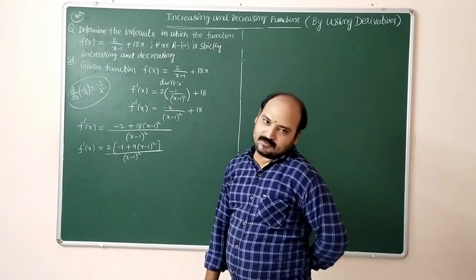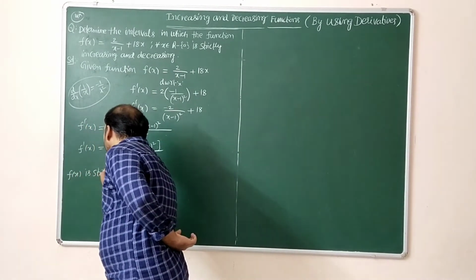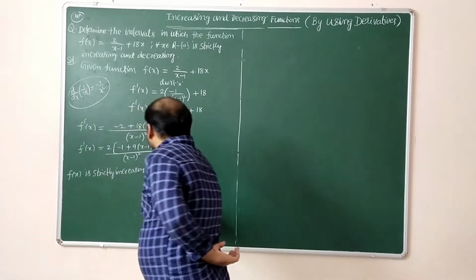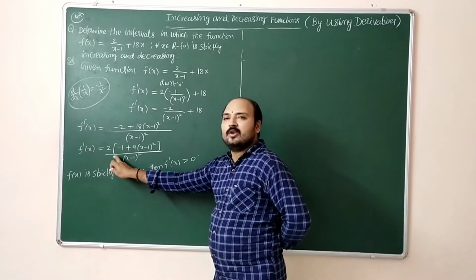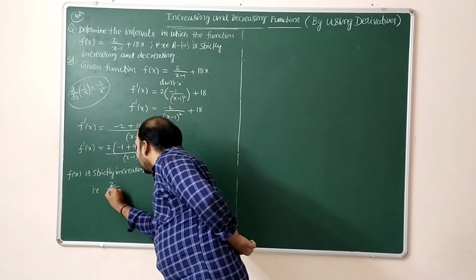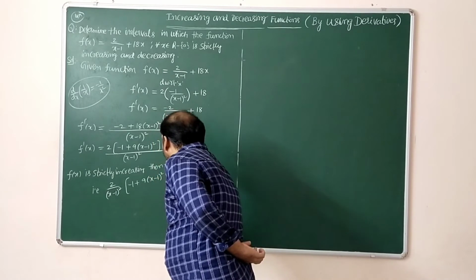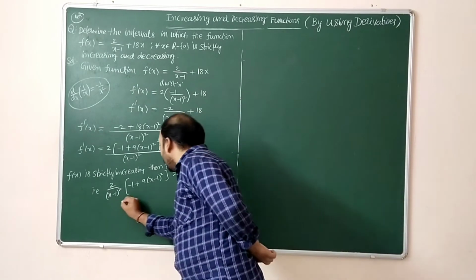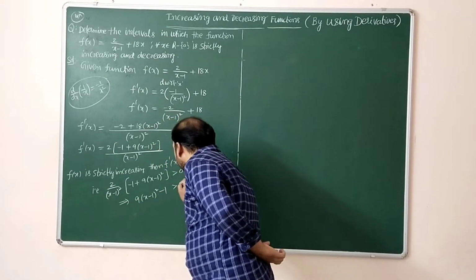Now come to the intervals. f of x is strictly increasing. Then f dash of x is greater than 0. So what is f dash of x? This value you know. So that is 2 by x minus 1 whole square into minus 1 plus 9 into x minus 1 whole square is greater than 0. So 2 by x minus 1 whole square is completely positive, we can take this sign. So now the remaining values: 9 into x minus 1 whole square minus 1 is greater than 0.